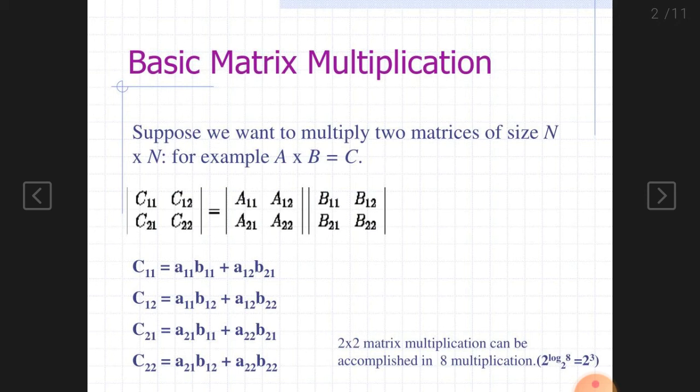Now c12 is equal to a11 b12 plus a12 b22. c21 is equal to a21 into b11 plus a22 into b21, and c22 is equal to a21 into b12 plus a22 into b22. So that is a 2 cross 2 matrix multiplication, and it can be accomplished in 8 multiplications, that is 2 to the power log 8 base 2, that is 2 to the power 3.